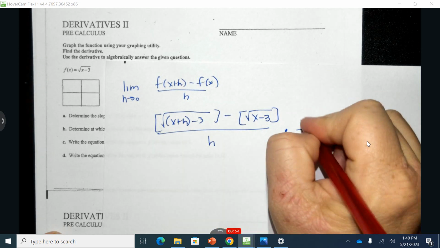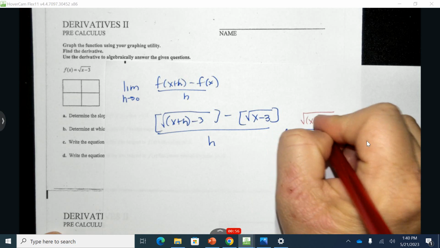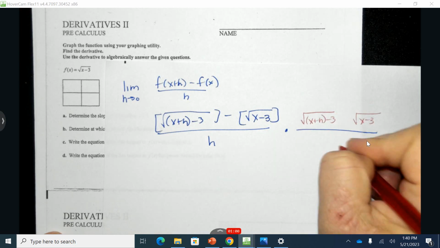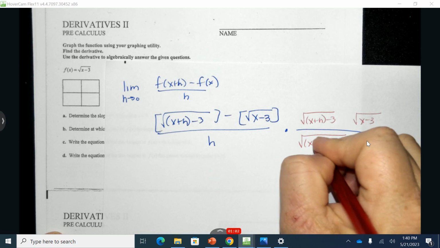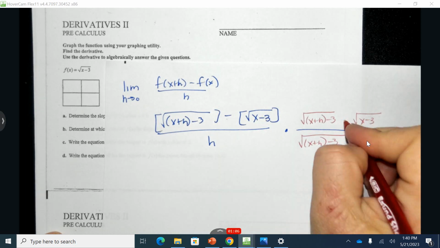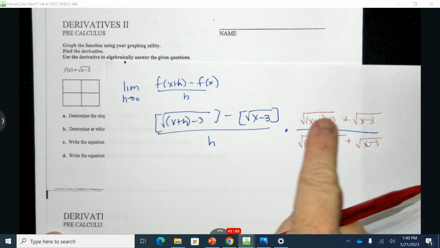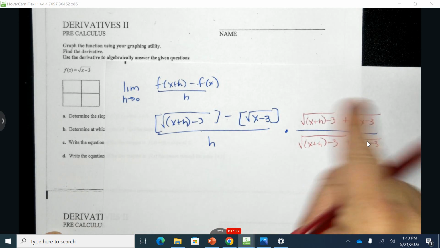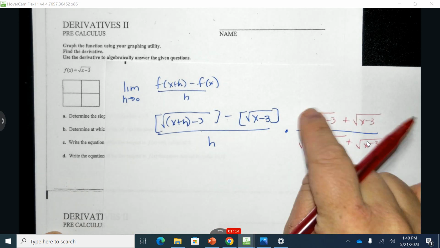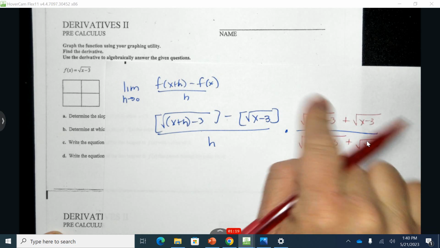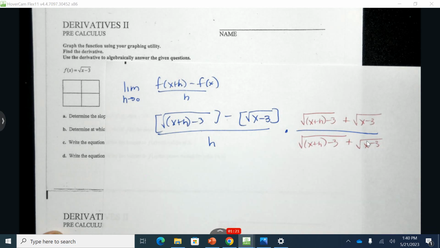So it's going to look the same. We're going to have the square root of x plus h minus 3 and the square root of x minus 3 on both the top and the bottom. But instead of subtraction, it'll be addition. As long as you multiply any quantity by 1, and this technically is 1. When you have the same thing in the numerator as in the denominator, this is equivalent to 1. So multiplying anything by 1 doesn't change its original value.